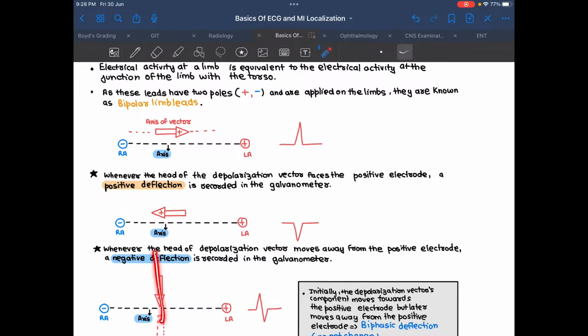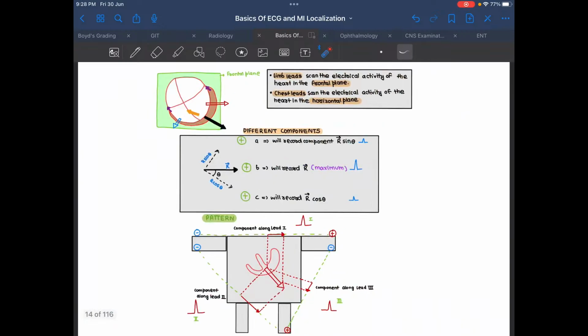And if it is moving perpendicular to it, and this is going to be very important for us in determining axis, I'm going to see a biphasic deflection. It's going to be initially positive and then it's going to become negative. So that's a biphasic deflection. Why is it so important for us? Through this I can determine the axis on the ECG. I can see if there is a QRS which is biphasic. If I see that, then my axis is going to be perpendicular to it, so I add or deduct 90, and that will be our axis. That's your mean axis.